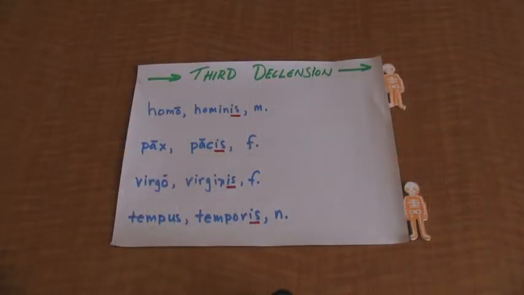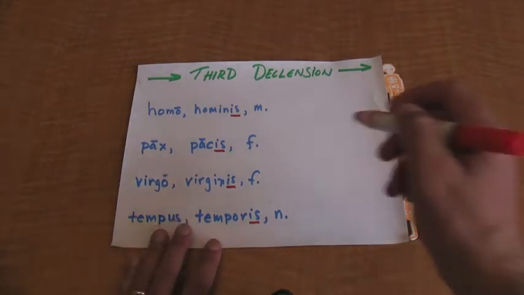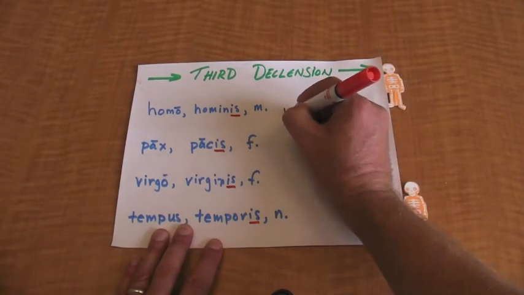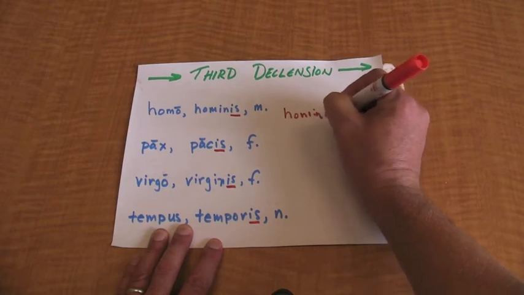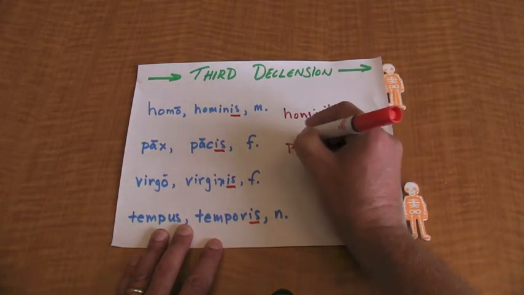Remember that the stem of the noun is formed from the genitive singular, not the nominative singular. So if I ask you to form the ablative plural of these third declension nouns, see how it's done. I'm taking the genitive singular, dropping the genitive ending, and adding the ibus ending of the ablative plural.